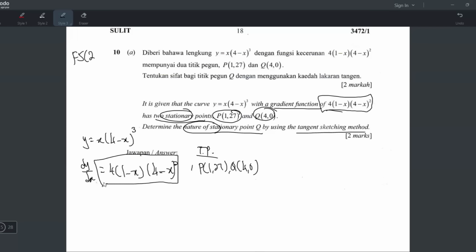Okay, and after you do that, confirm you will get this, right? So I will not be doing that lah, because they already do for me. And I don't think you need to do that to get full mark. So yeah, we already have the dy dx. Just want to mention that.